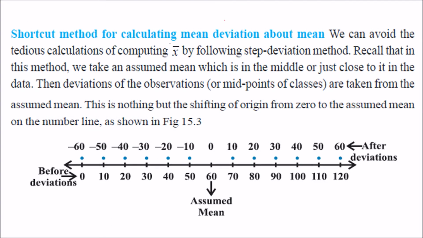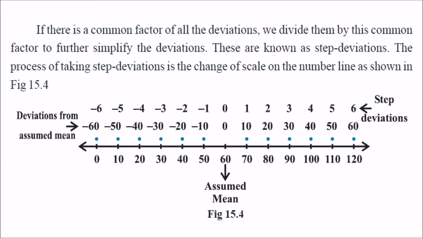Then the shortcut method for calculating the mean deviation. See, these were small numbers, but in an actual scenario, this will be very tedious. So what we can do, we can use the assumed mean criteria to get rid of this long and cumbersome computation. For that, we can just shift it. Like if it is 0, say, and if we take the assumed mean as 60, then this is just a shifting from the origin 0. So let us see how we can do this.